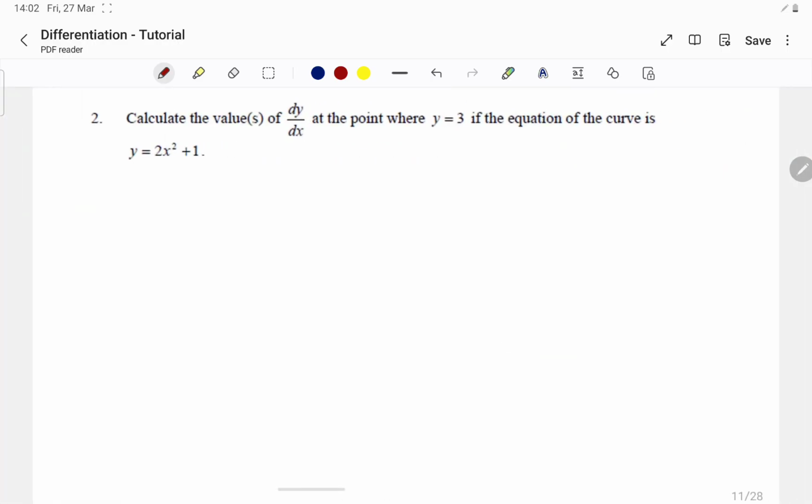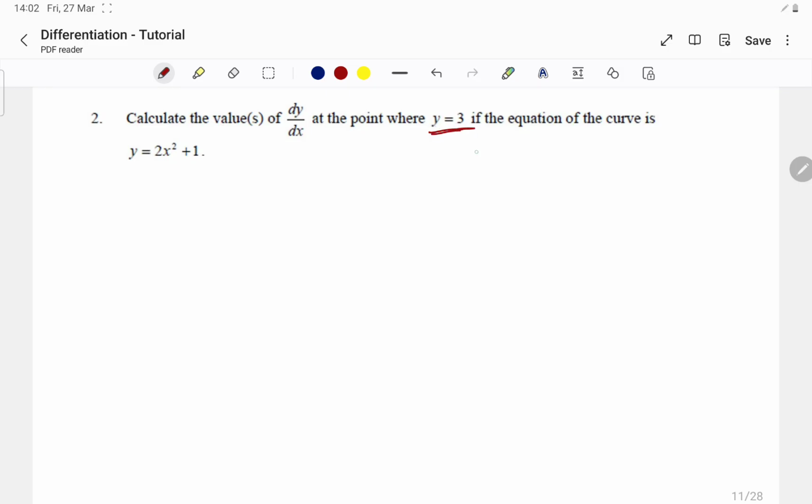Now we proceed to question 2. Calculate the value of dy dx at the point where y is equal to 3 if the equation of the curve is this. So what they want is the value of dy dx when y is equal to 3. What we have to do is find dy dx and then substitute the value of x inside. What value of x right now? Because we don't have the value of x, so we have to find it from y is equal to 3.